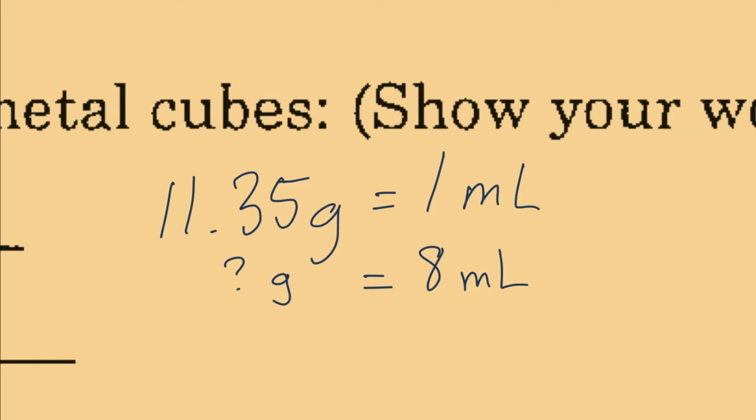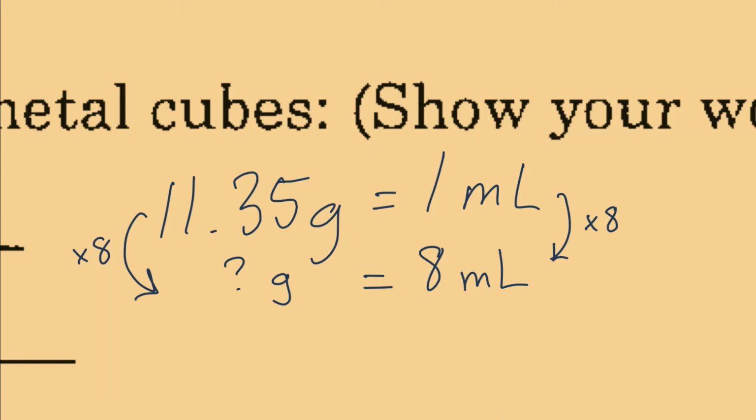Well, hopefully, we should be able to see that in order to get from 1 to 8, we need to multiply by 8. Yeah? Because that question that I asked myself just now in my head was, is 8 bigger or smaller than 1? Obviously, it's bigger. So how many times bigger is it? Well, it's 8 times bigger. And if we have 8 times as many milliliters on the bottom as we do on the top, then we should also have 8 times as many grams.